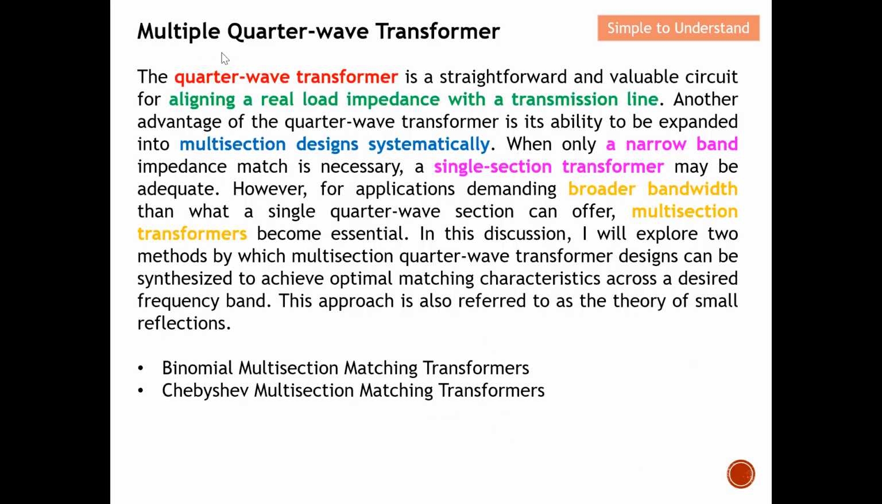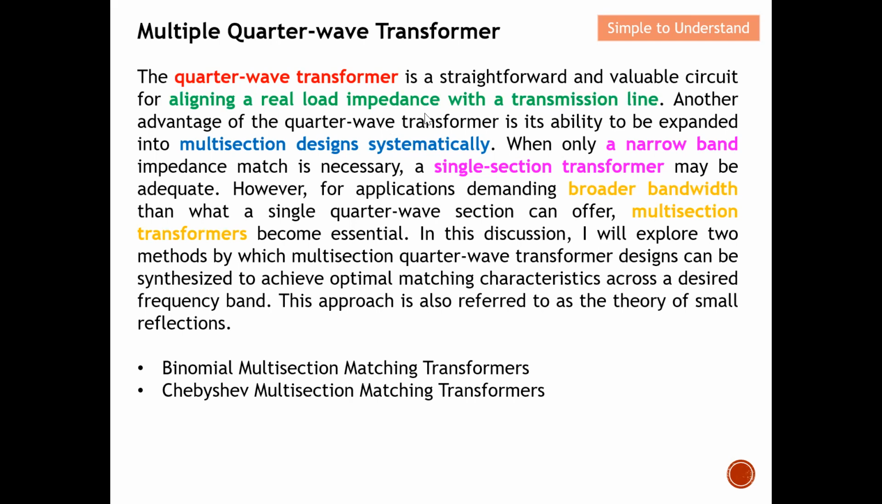Let's quickly understand the key difference between a multiple quarter wave transformer and a quarter wave transformer. A quarter wave transformer is a very straightforward and viable circuit for matching a real load impedance with a transmission line. So in short, when we want to implement this quarter wave transformer, the key idea is to match the load impedance. Basically the load impedance must be real, for example 50 ohm, 10 ohm, 100 ohm, etc. And the key idea is to match to a transmission line. Therefore, we use this quarter wave transformer to do this impedance matching.